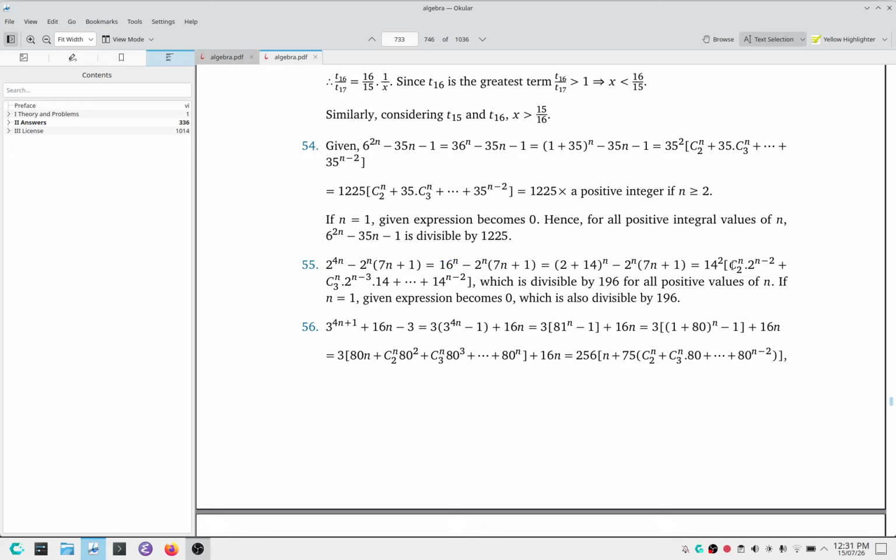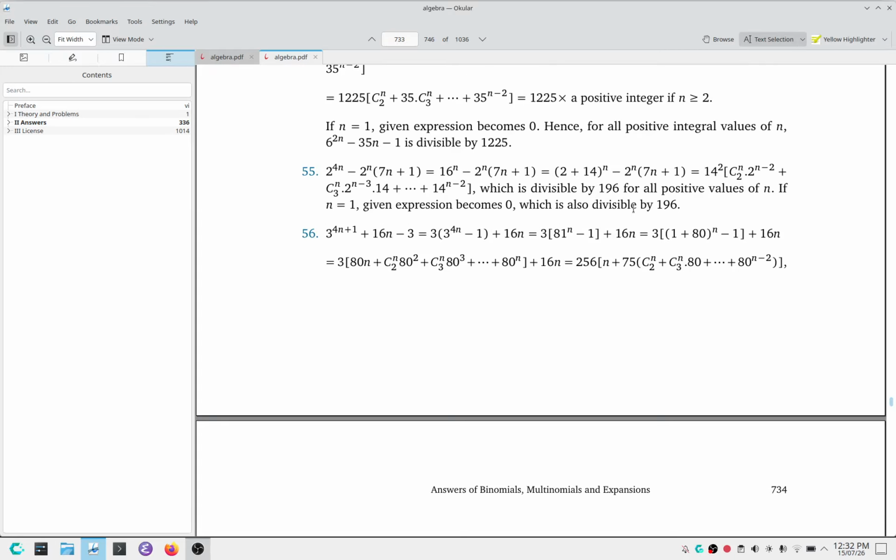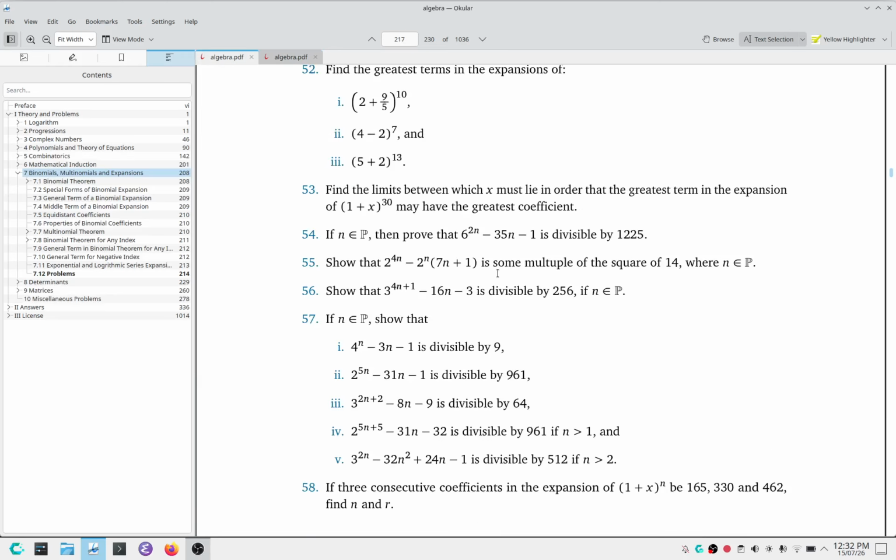So you get 14 square times nC2 into 2 to the power n minus 2, plus nC3 into 14 up to 14 to the power n minus 2, which is divisible by 196 for all positive values of n. If n is equal to 1, the given expression becomes 0, which is also divisible by 196. And 196 is the square of 14.